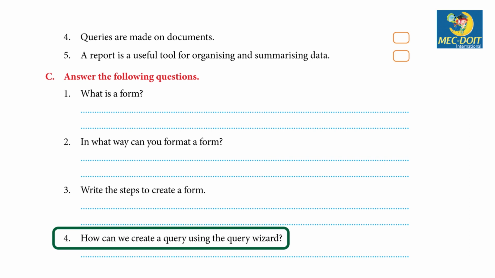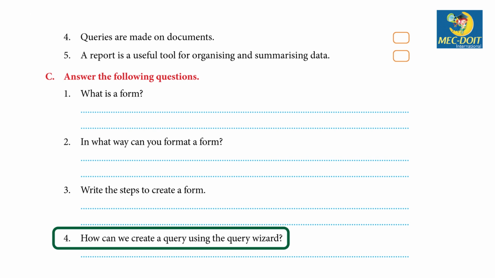1. Select the Create tab in the Queries group. Click the Query Wizard button. 2. The New Query dialog box appears. By default, the Simple Query Wizard option is chosen. Click OK to continue.